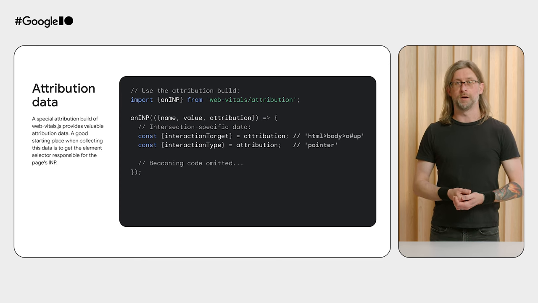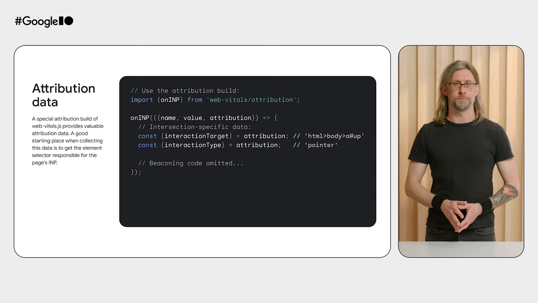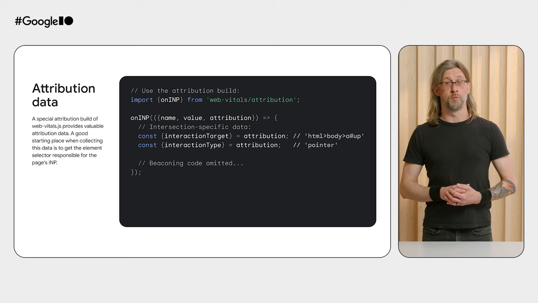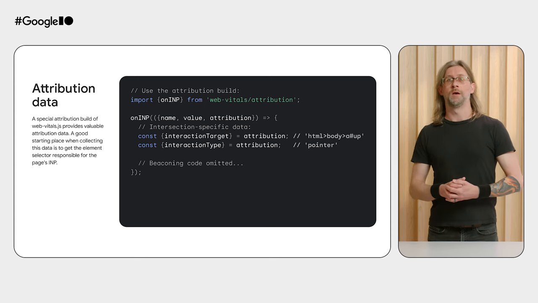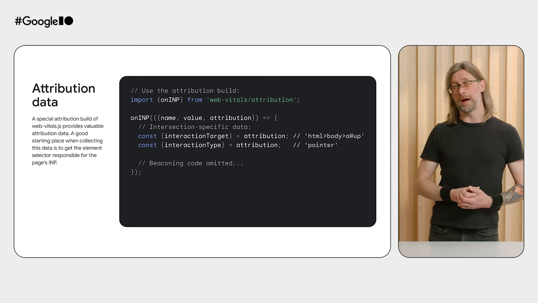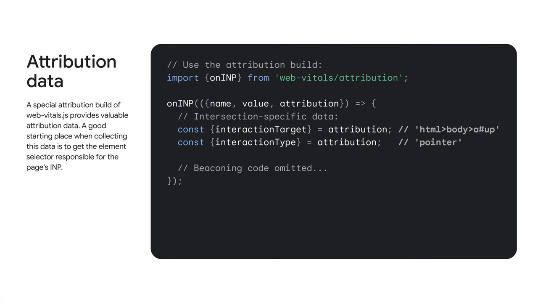A separate build of web-vitals.js, known as the attribution build, gives you that information. There are many diagnostics you can get from the attribution build, and they're all exposed on an additional object in the callback's arguments. These bits of data help you answer important questions, such as, what element did the user interact with? When did they interact? What did the browser do in response to the interaction? And importantly, what else was happening on the page at the time of the interaction?